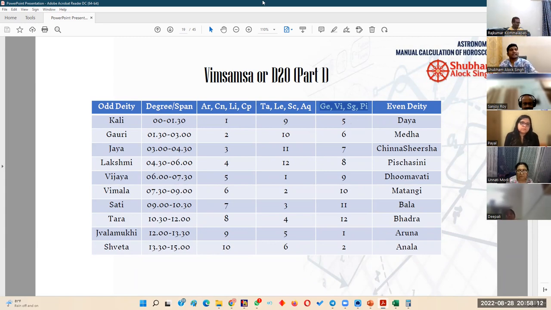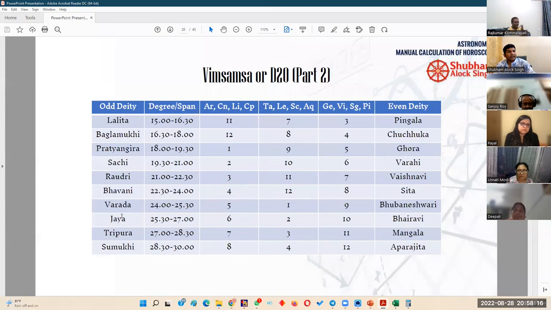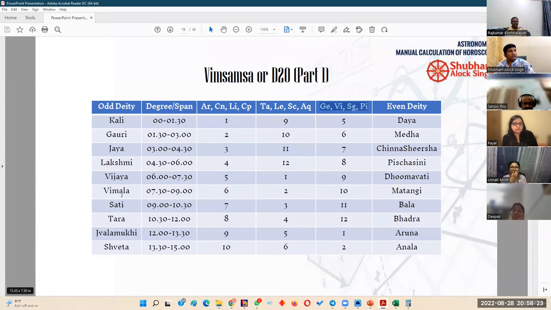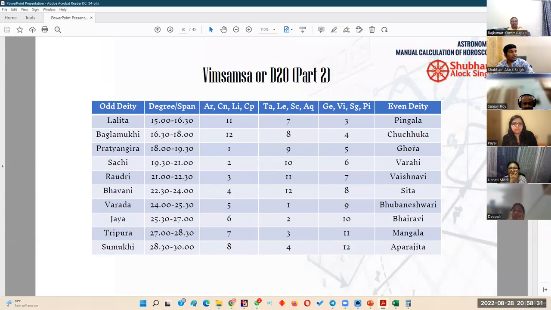In D20, in odd Rashis, the lords are Kali, Gauri, Jaya, Lakshmi, Vijaya, Vimala, Sati, Tara, Jwalamukhi, Sweta, Lalita, Bagalamukhi, Pratyangira, Sachi, Raudri, Bhavani, Varda, Jaya, Tripura, Sumukhi. And in the even signs, the lords are Daya, Medha, Chinnasirsa, Pisachini, Bhumavati, Matangi, Bala, Padra, Aruna, Anala, Pingala, Chuchuka, Gora, Varahi, Vaishnavi, Sita, Bhumaneshwari, Bhairavi, Mangala, and Aparajita.